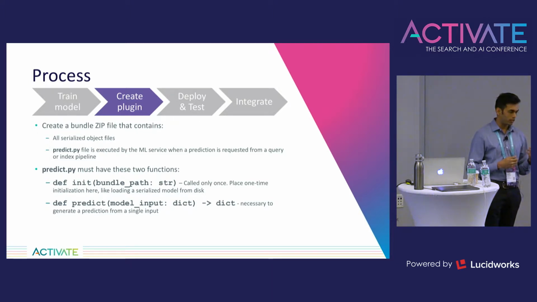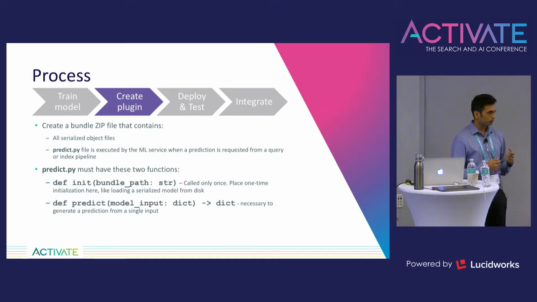And that file is executed by the ML service whenever it loads up. Now it has the logic to actually do the predictions based on your model. So it should have two functions at the very least. First is the init function. What that init function is going to do is you have to just write how you want to load the objects that are serialized to disk. How do you want to load your model? How do you want to load your tokenizer, etc. And that will happen only once when the service starts up and the model is loaded.